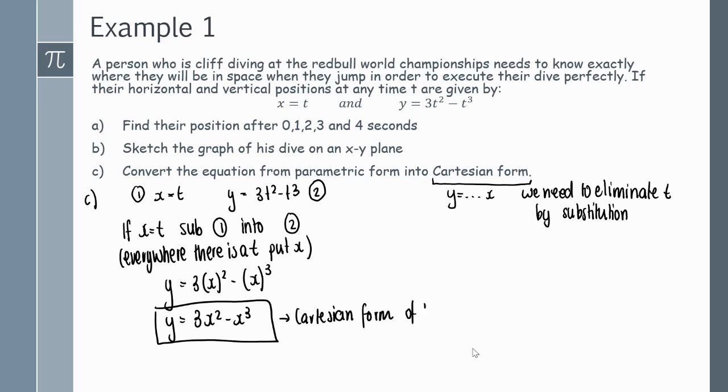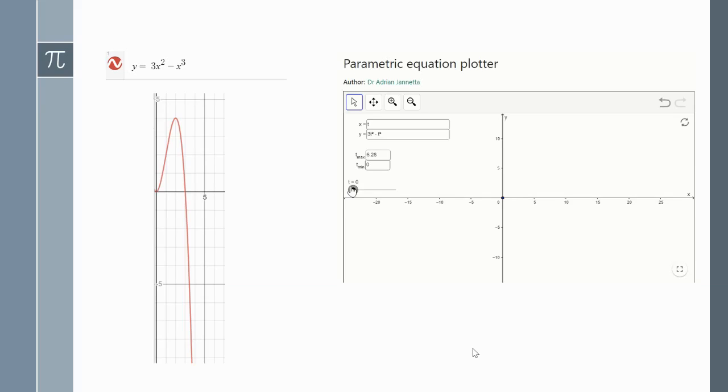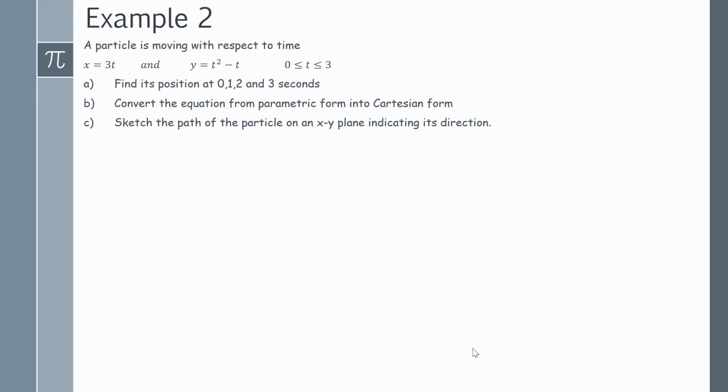Now, hopefully my graph of that time, that upside down parabola, should match the graph of y equals 3x squared minus x cubed. Left, you can see the Cartesian equation. That looks pretty similar to the graph we drew. On the right, we can also see our parametric equation. And now I can see the particle traveling over time. And we do see, besides the scale, these both represent the same curve. Brilliant. Let's try this with example 2.